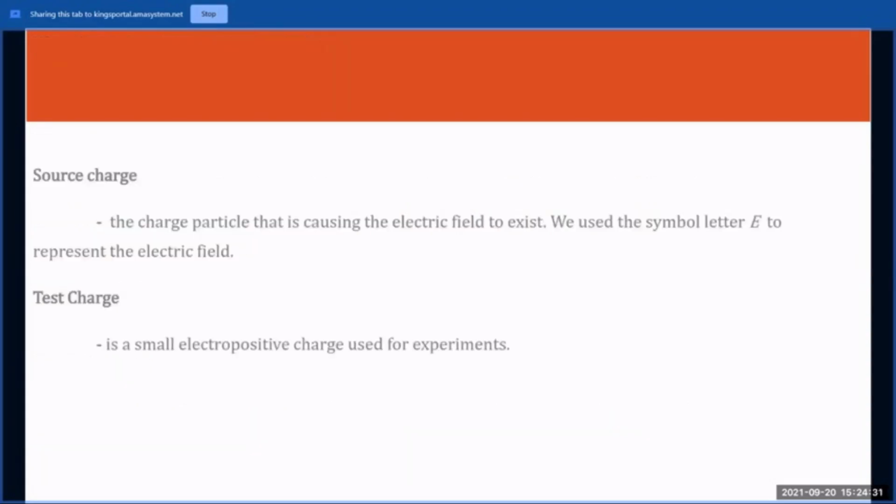So source charge, as we have already defined last week, is the charged particle that is causing the electric field to exist. We use the symbol letter E to represent the electric field. And we have test charge as defined, which is a small electropositive charge used for experiment. So si source charge natin is the one responsible that gives us the perception or in-depth analysis ng electric field. Okay, so si source charge yon. Then we have test charge that gives us the amount of charge that we need to conduct experiments.